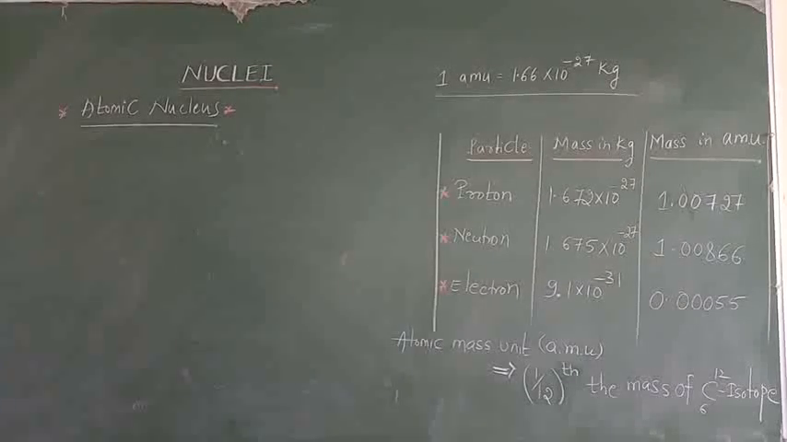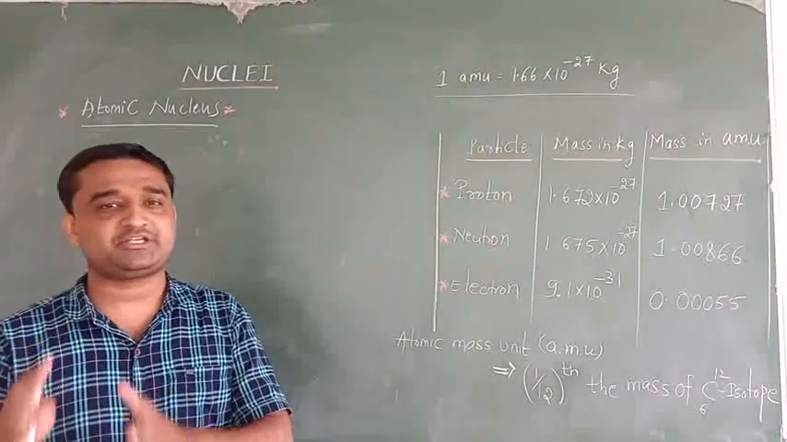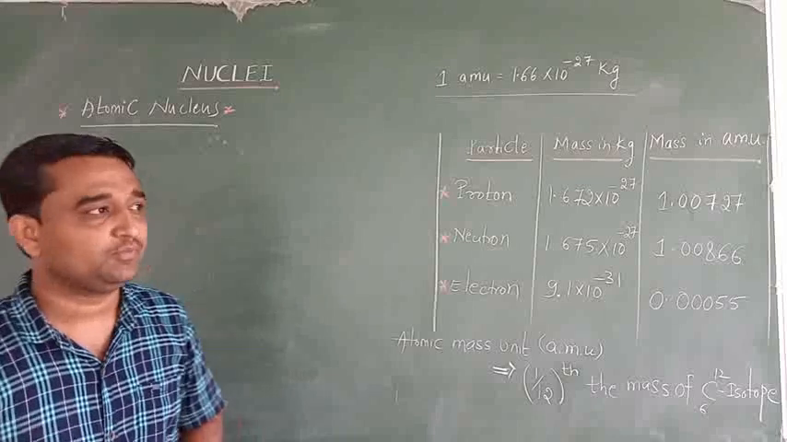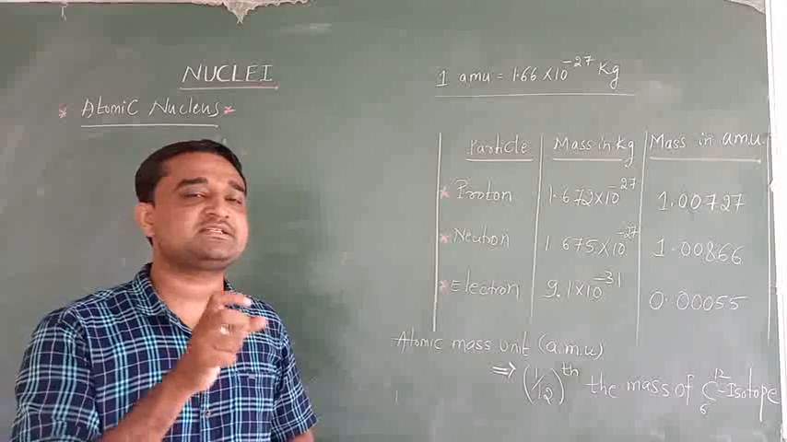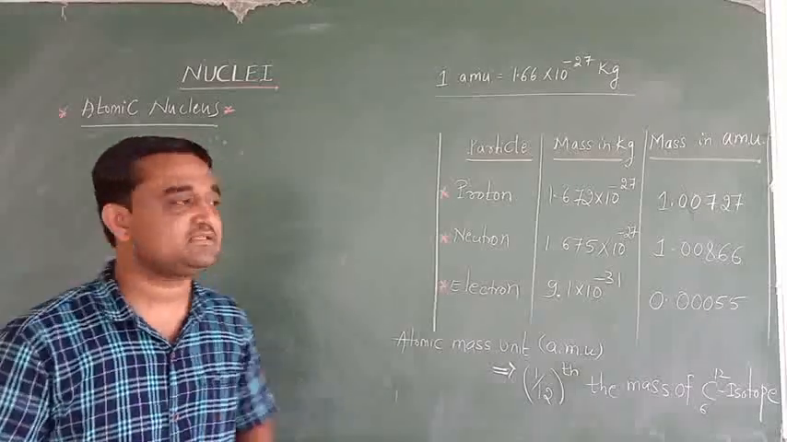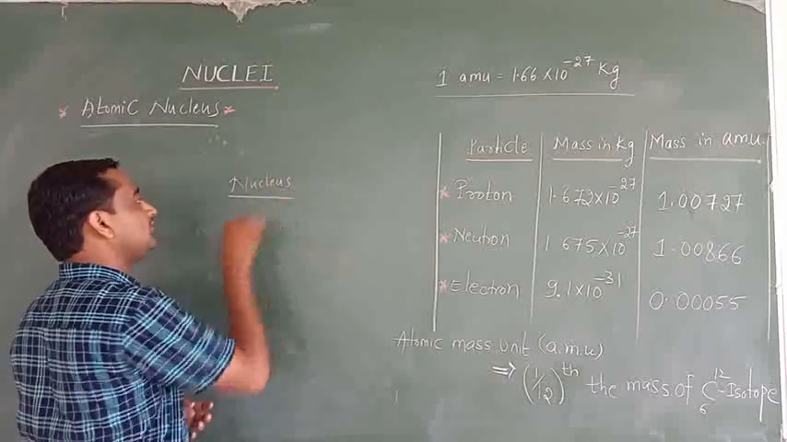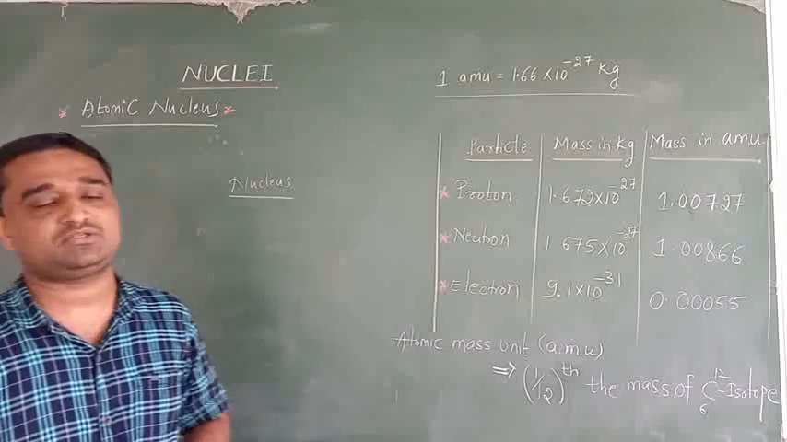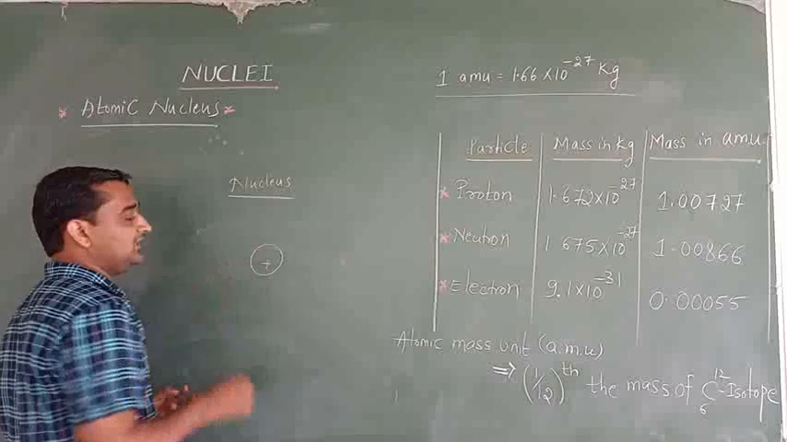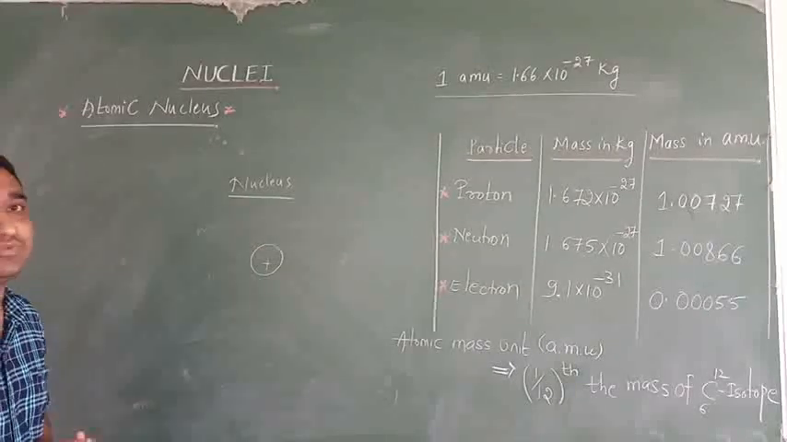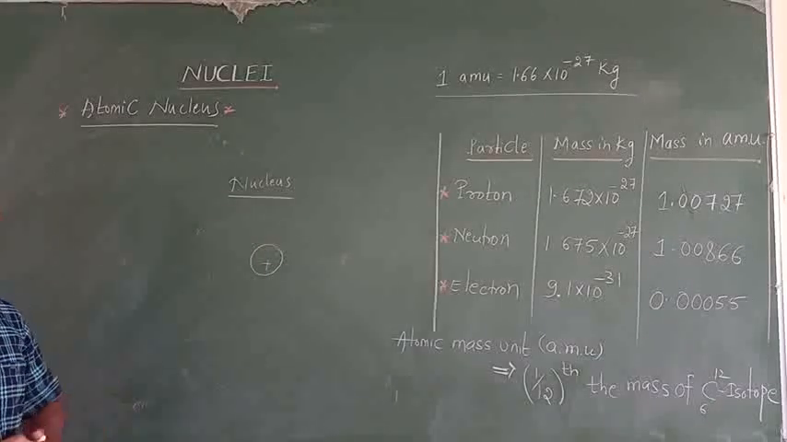From the Rutherford alpha particle scattering experiment, from its experimental observations and conclusion, we know that almost all the mass of the atom is concentrated at the central core of an atom, that is called what? The nucleus. Right? The whole mass and the whole positive charge of the atom is concentrated at the center of the atom, that is called what? The nucleus.